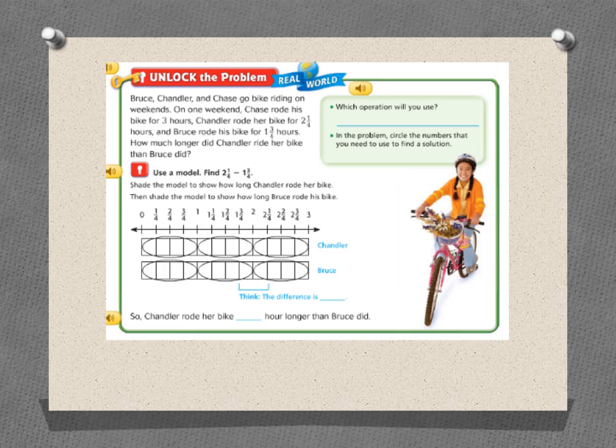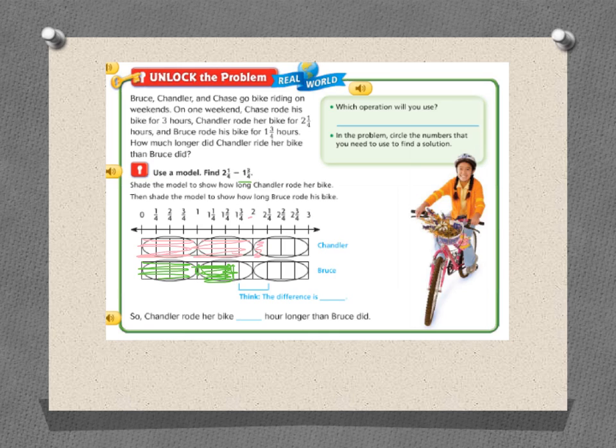Let's move on down here where it says, shade the model to show how long Chandler rode her bike. Then shade the model to show how long Bruce rode his bike. So I'm going to start. Chandler rode hers for 2 1/4. So I'm going to shade in 2 wholes, because you can see the 2 here, and 1/4 more. And then how about Bruce? Let's see if we can find a different color here. Bruce rode his bike for 1 whole and 3/4. So 1, 2, 3/4 more.